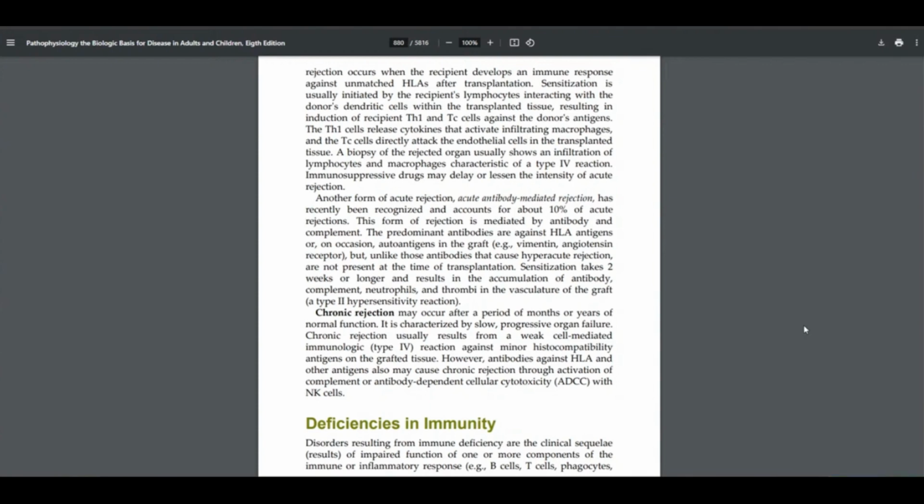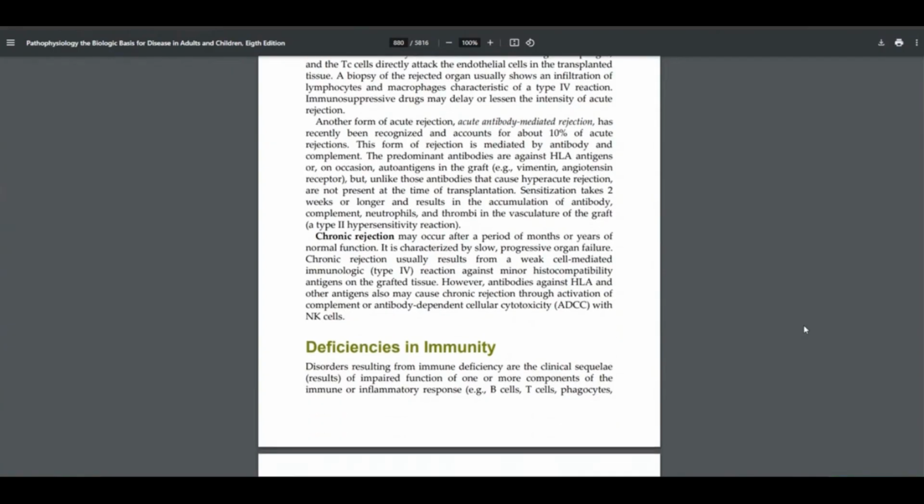Sensitization is usually initiated by the recipient's lymphocytes interacting with the donor's dendritic cells within the transplanted tissue, resulting in the induction of recipient Th1 and Tc cells against the donor's antigens. The Th1 cells release cytokines that activate infiltrating macrophages, and the Tc cells directly attack the endothelial cells in the transplanted tissue. A biopsy of the rejected organ usually shows an infiltration of lymphocytes and macrophages, characteristic of a type 4 reaction. Immunosuppressive drugs may delay or lessen the intensity of acute rejection.